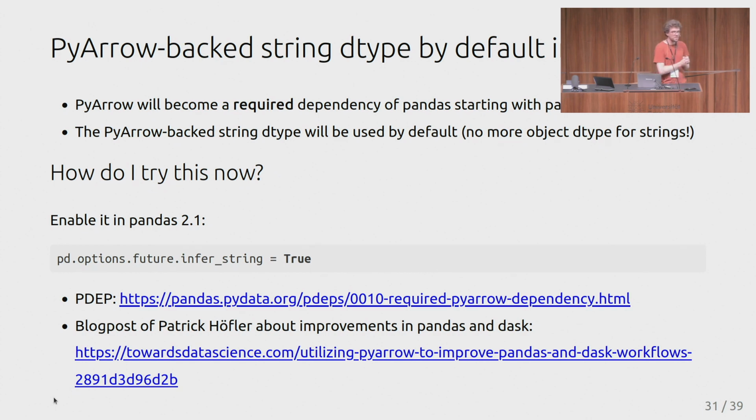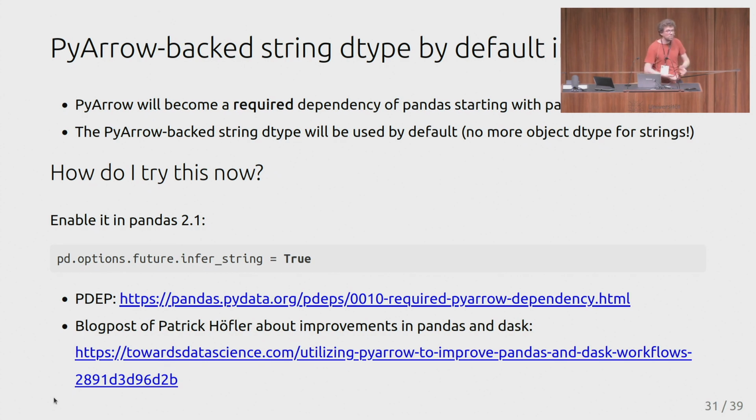So what's the plan for this? We plan to make this the default in 3.0. Starting with Pandas 2.1, you can already enable it to try it out. And because it's using PyArrow under the hood, PyArrow will also become a required dependency of Pandas, starting with 3.0. That's the main proposal about the string data type.